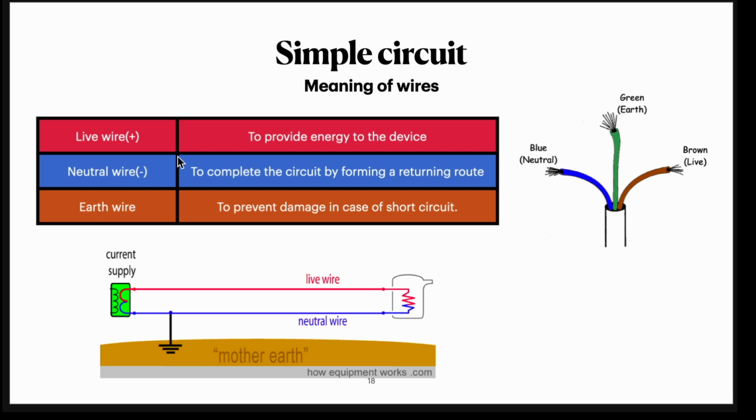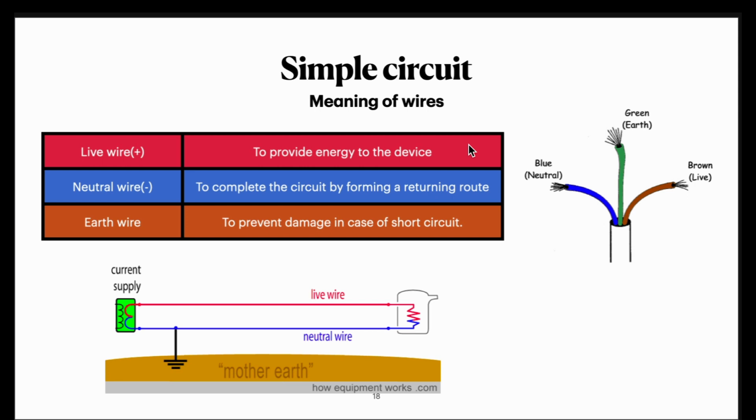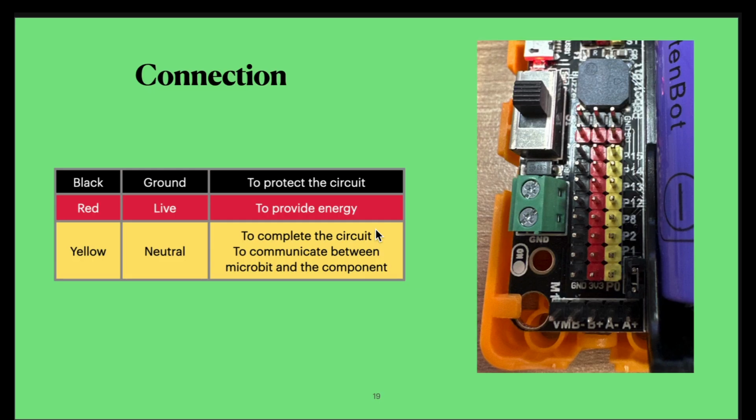Now, normally in electrical appliances, you will see that there is the live wire, the neutral wire, and the earth wire. These three wires have different purposes. I hope you can see that. The red color provides the energy, the blue color completes the circuit, and the earth wire is to prevent damage or a short circuit, to keep people from being hurt.